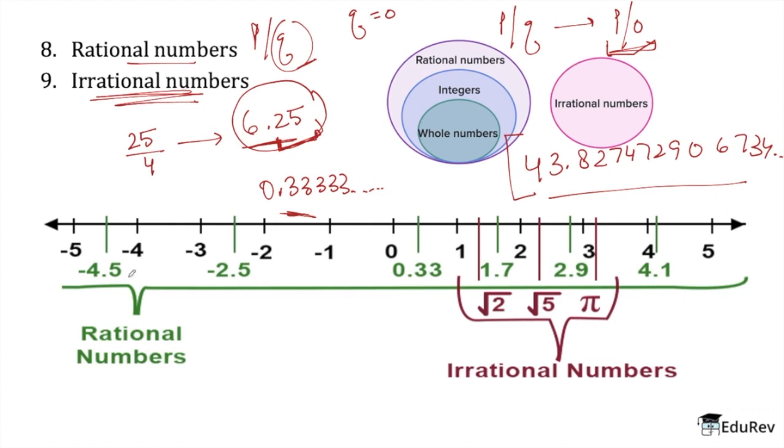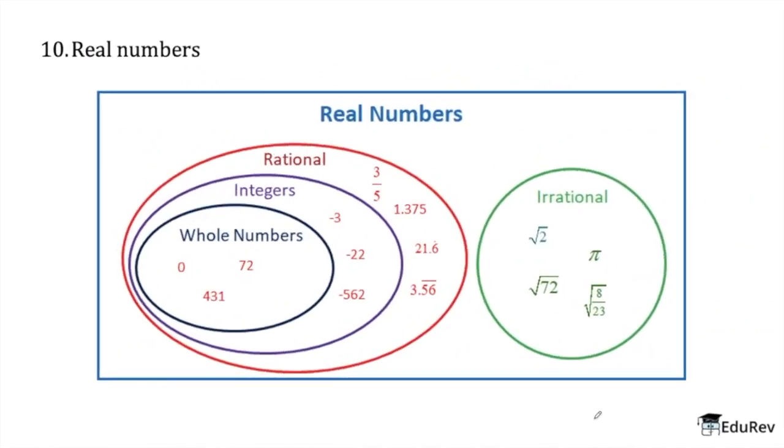Now if you want to plot rational numbers and irrational numbers on a number line, you can see this diagram. All these numbers, minus 4.5, minus 2.5, 0.33, 1.7, 2.9, 4.1, are rational numbers. Why? Because they either terminate or, whenever they are non-terminating, they are repeating. And all these numbers, that is root 2, root 5, pi, do not repeat themselves and are non-terminating. So all these numbers are going to be irrational numbers. So now let's see how all these different domains of numbers are connected and how we can present them.